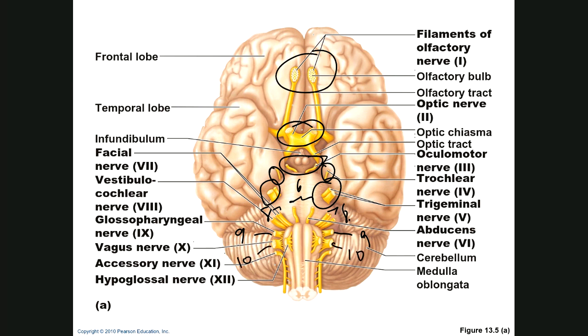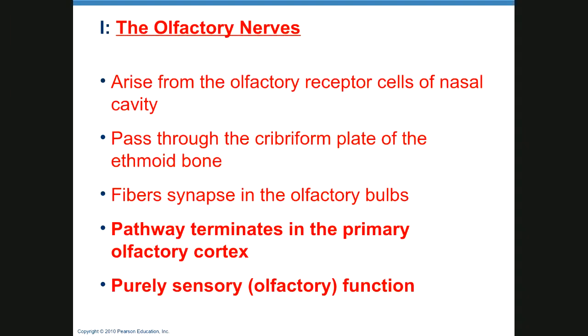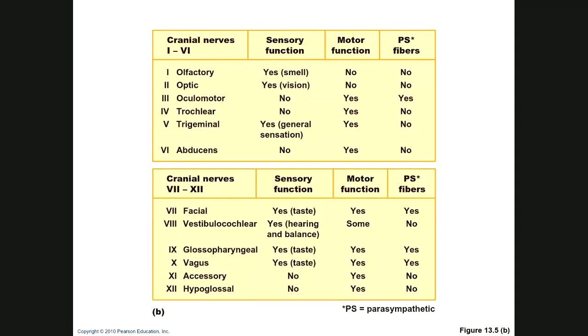Let's go back here. Again, olfactory is sensory, optic is sensory, oculomotor is motor, trochlear is motor, trigeminal is mixed, abducens is motor, facial is mixed, vestibulocochlear is mixed. Sorry, what am I saying? Vestibulocochlear is sensory. I keep messing up. Vestibulocochlear, that's number 8. Auditory information and balance information, that's sensory. Glossopharyngeal is the next one.